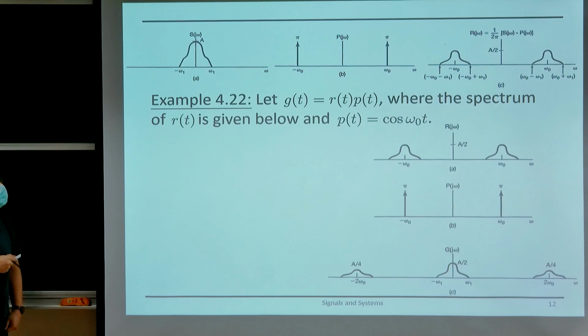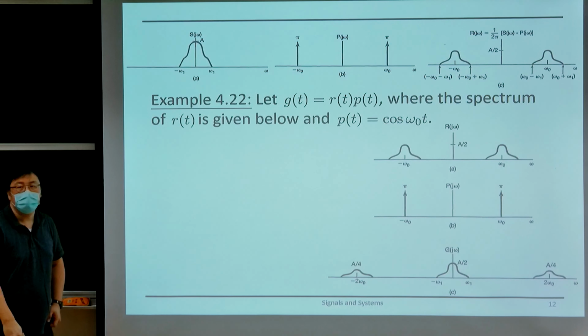So when you multiply the voice signal with this cosine carrier, what you get in the frequency domain is the convolution between these two, which moves this spectrum up to frequency omega naught and also down to frequency minus omega naught.